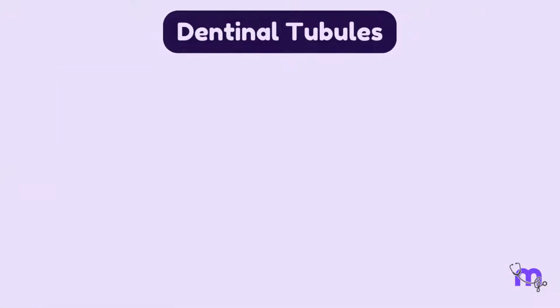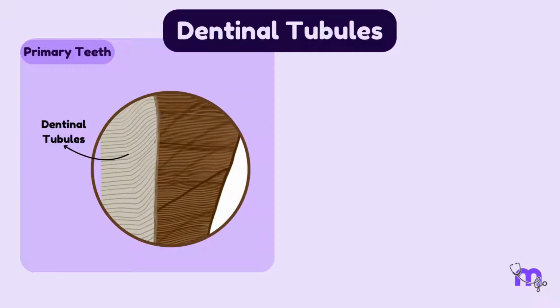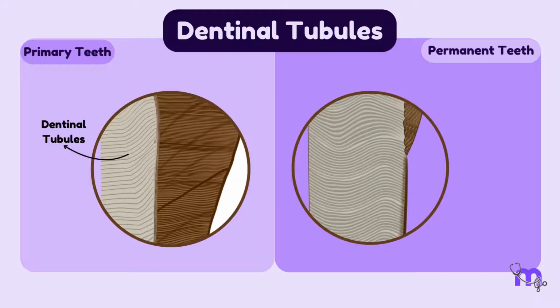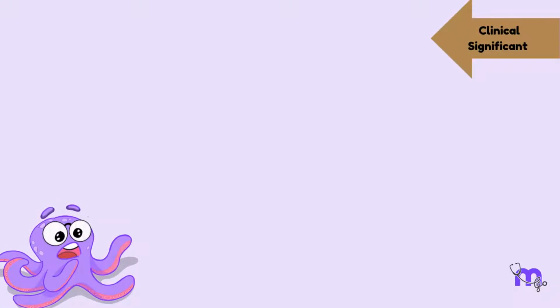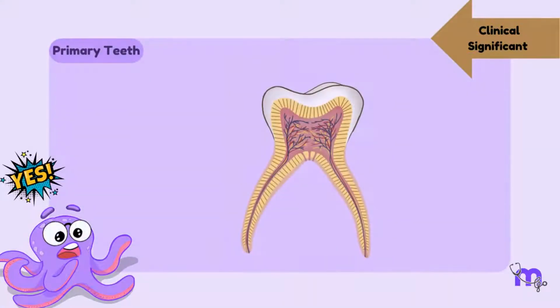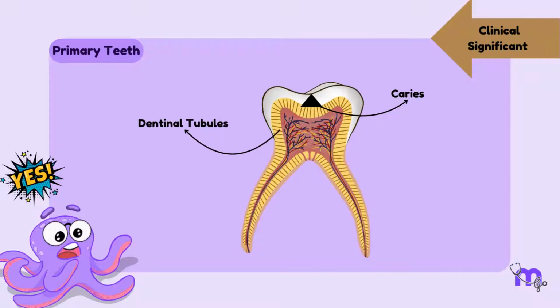The dentinal tubules in primary teeth were irregularly placed and did not follow the characteristic compactly arranged S tubules as seen in permanent dentition. Does this have clinical importance? Yes, it does. The caries in primary teeth progress faster because of the irregularly placed dentinal tubules.